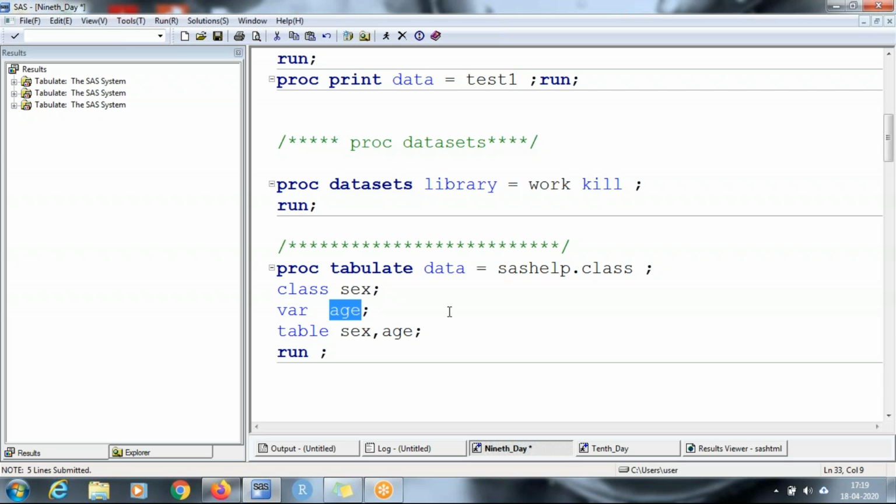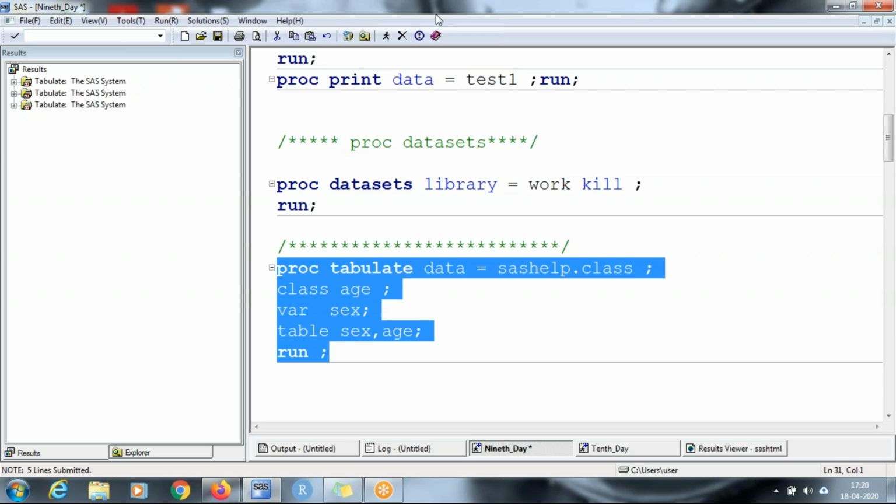Now what would happen if I reverse? Sir, I have a question. If any variable that we have defined in the table is taken in front of var or class, what's the difference in the output? Yes, I will show you a different scenario, Shubham. I will cover multiple scenarios, so wait for some time. I will explain most of the cases.